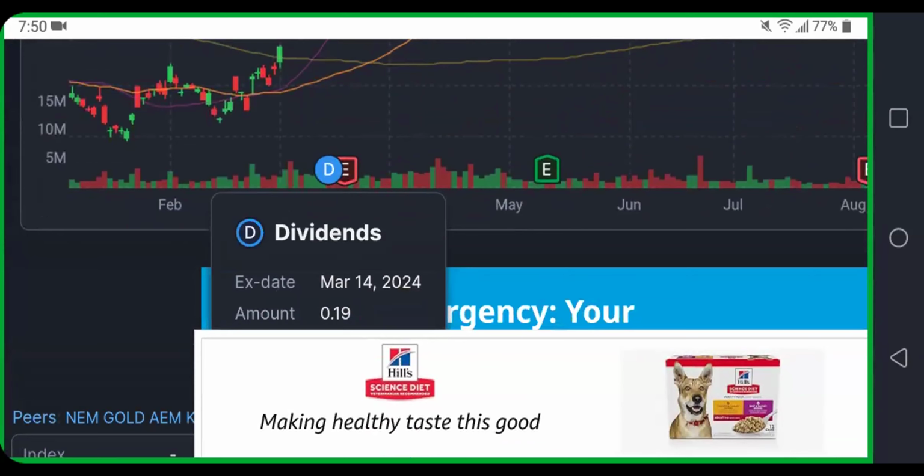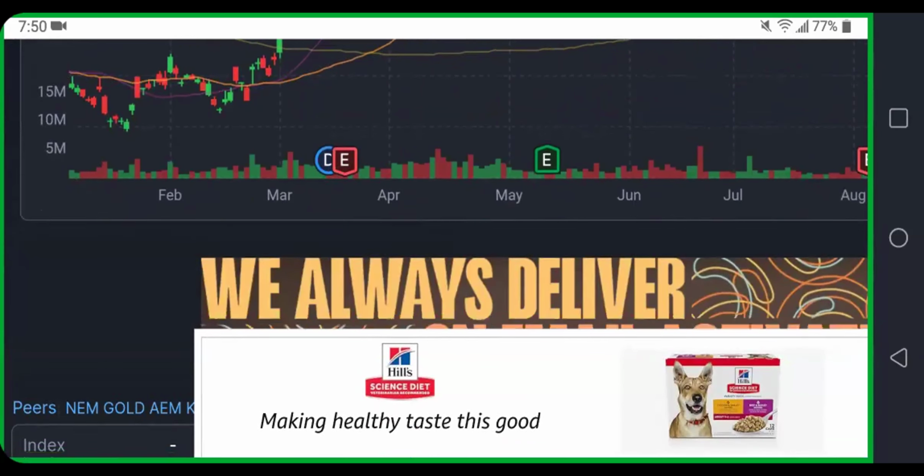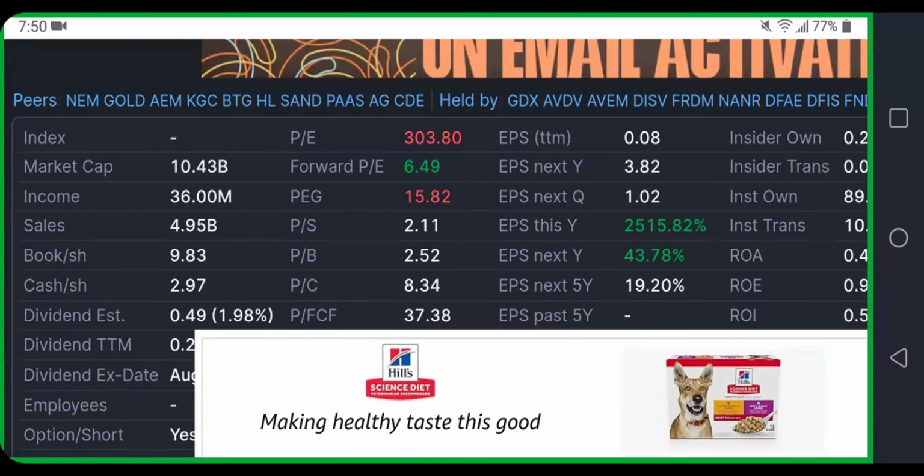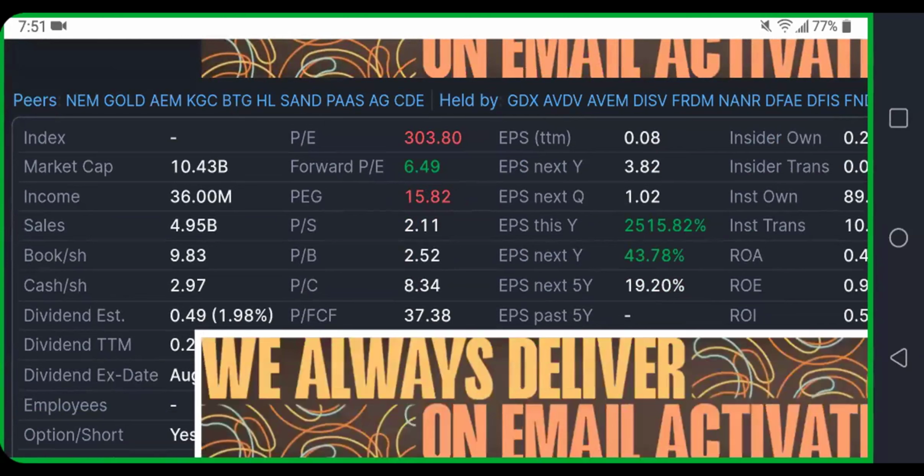So let's look at the market capitalization. This one is only 10 billion, while the first one we looked at is 30 billion. Then we will say that one is doing better than this, and look at their PE. The other one was like 18. This one is 303. What does that tell you if you are comparing these two?